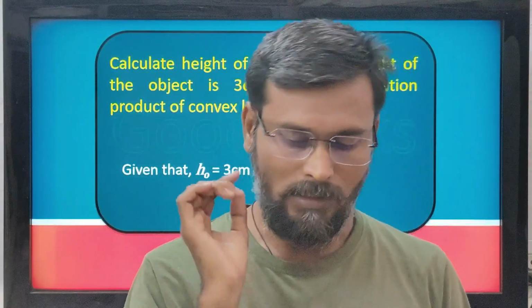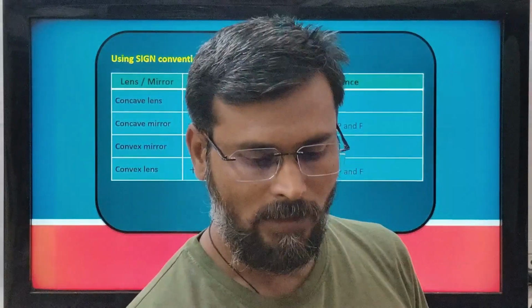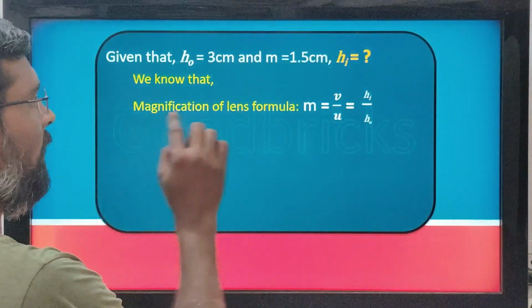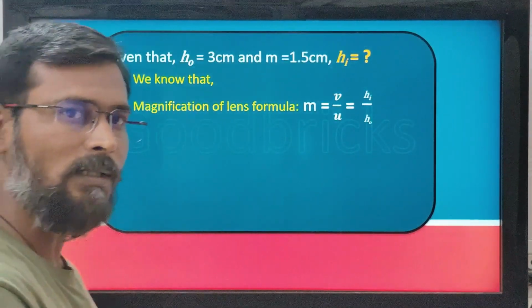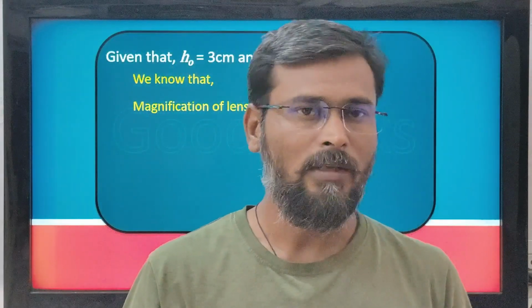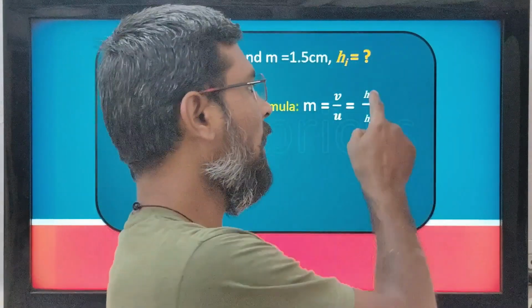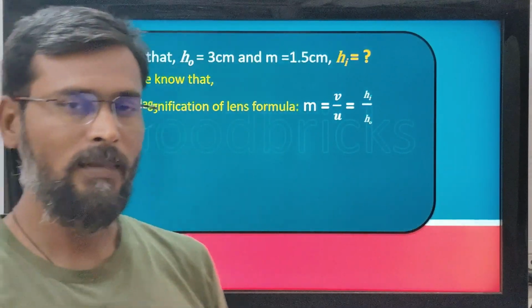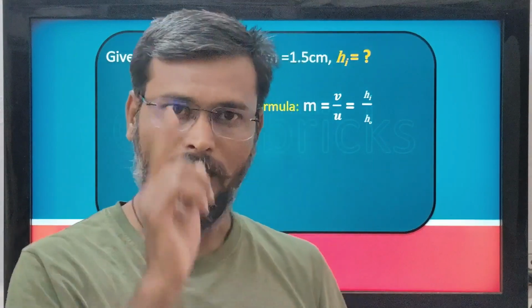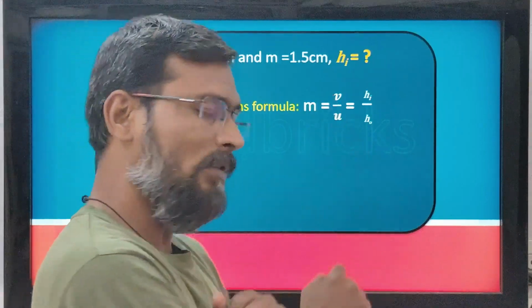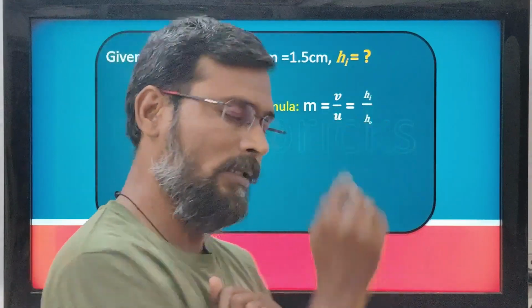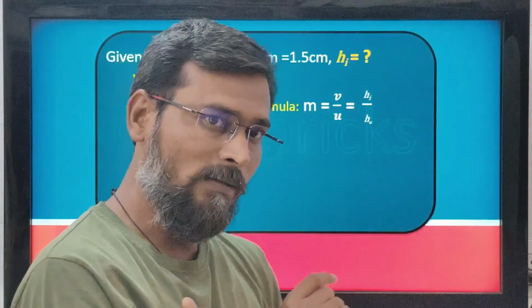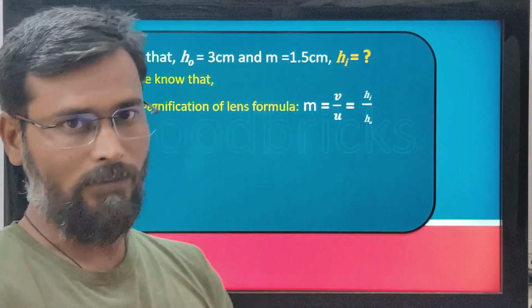This is the question. Now to solve this problem, we are going to use the magnification of lens formula. What is it? M is equal to V by U is equal to Hi by H0. This is the magnification of lens formula. In your lesson 1, you have learnt the magnification of mirror formula. There M is equal to minus V by U is equal to Hi by H0. So there the minus symbol is there, here the minus symbol is not there. This is the important point which you need to note.